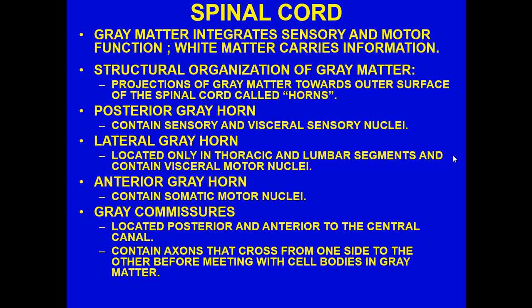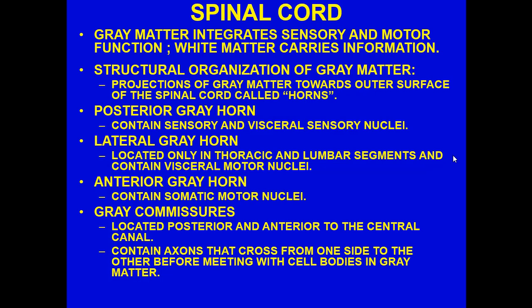Okay, and we have what they call the gray commissures. Now, these are located posterior and anterior to the central canal. Think about this little bridge between the two horns, one left, one right, and in the middle of that bridge, they put a little central canal. So what you have are these thin areas that still allow for connection from one side to the other. And these are the gray commissures. And basically that allows for cross communication or contralateral reflexes, etc.